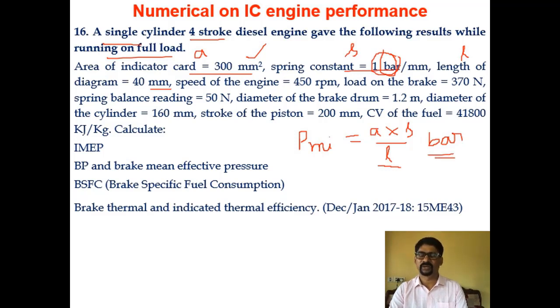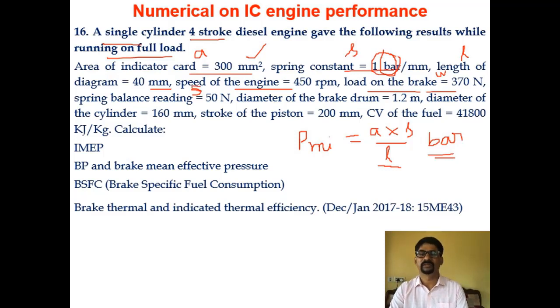So this is an important thing. Whenever indicator diagram details are given, this is how you have to calculate the mean effective pressure. Then further continuing, speed of the engine capital N is given, and the load on the brake drum. Okay, it is not W minus S, it is load on the brake, W. I'll write here W, and the spring balance reading, so this is S. W minus S you have to substitute later, W and S separately.